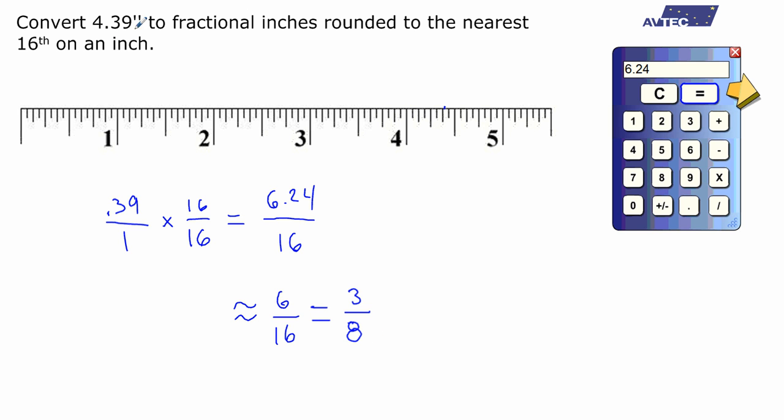So that's it. That means 4 39/100 inches, its equivalent in fractional inches rounded to the nearest sixteenth, is 4 3/8 inches. And on our tape measure here, there's 4 and 1, 2, 3/8. So right there.